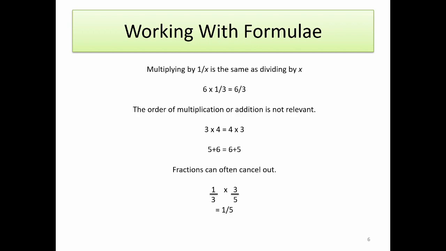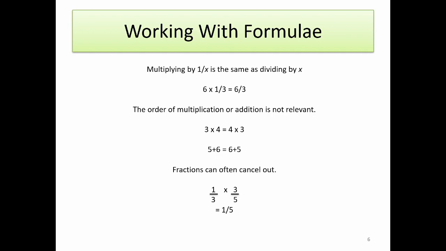Another thing to remember, multiplying by 1 over x is the same as dividing by x. So 6 times 1/3 is the same as 6 divided by 3. A third of 6 equals 2. 6 divided by 3 equals 2. When multiplying or adding, the order is not important. 3 times 4 is the same as 4 times 3, and 5 plus 6 is the same as 6 plus 5.